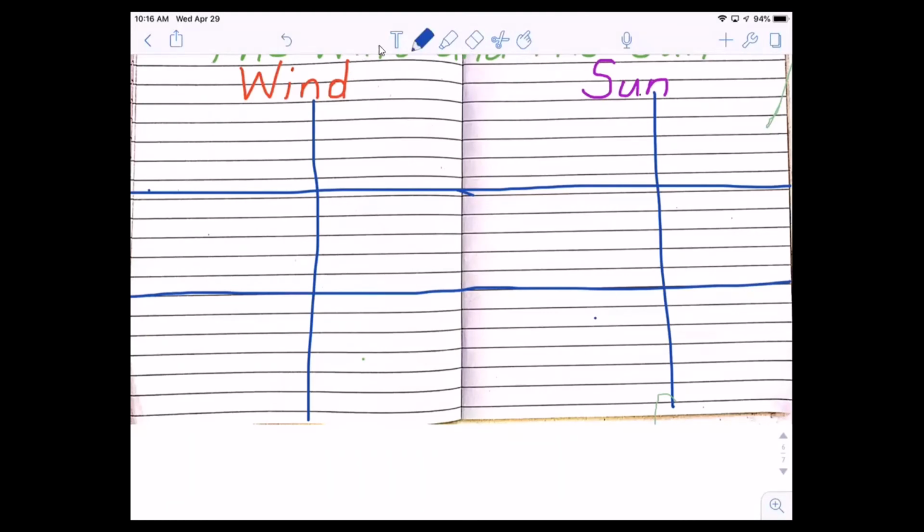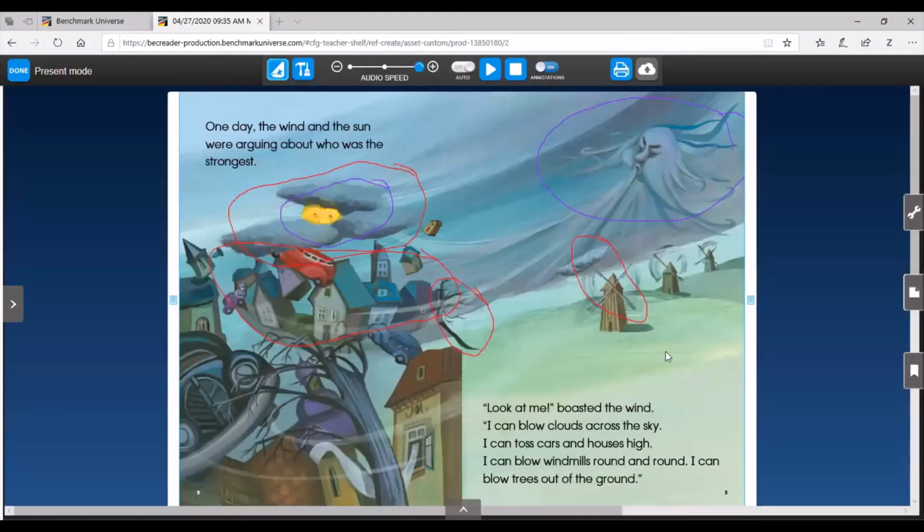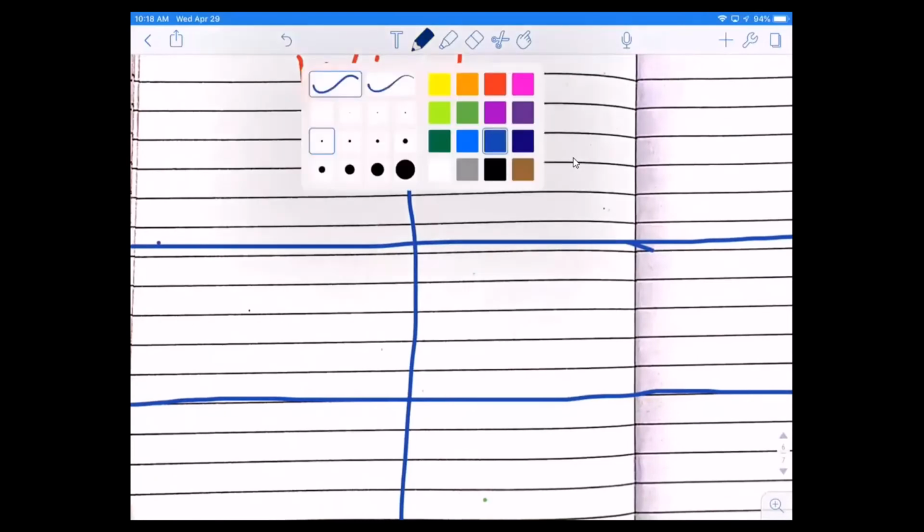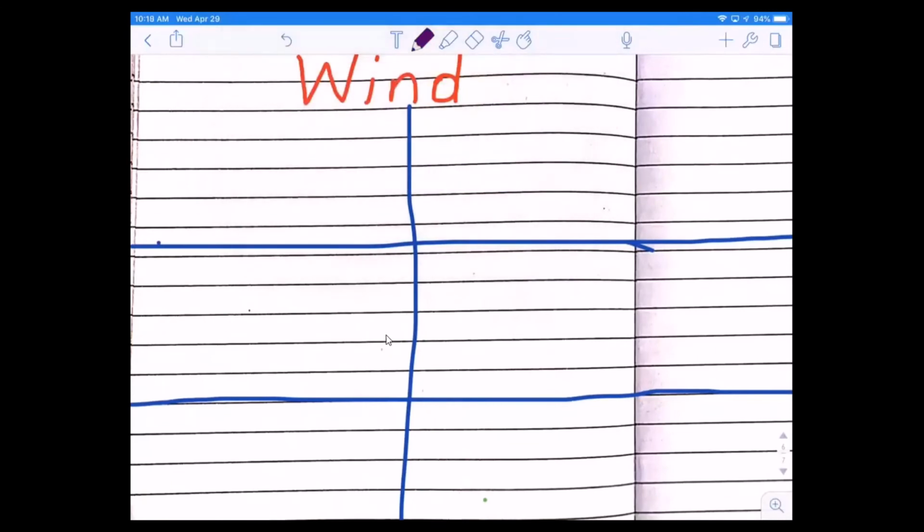So now I'm just going to go to those pages and benchmark. Now let's share the same screen. Okay, so now I'm going back to the little journal. Okay, so I'm right here on the side of the wind because I'm going to be writing about the wind. Okay, so number 1.